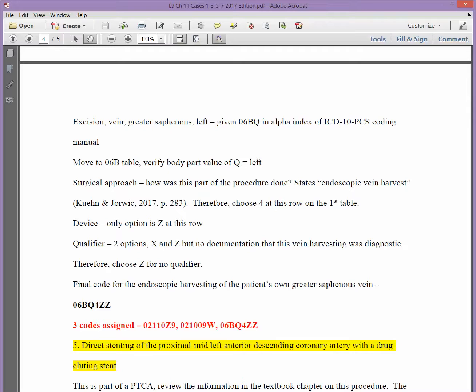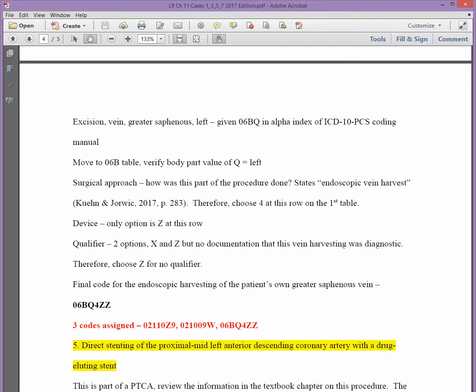So we choose 4. Then our next choice is for device. The only device option at that row, at that table, is Z. That makes it easy. The next and the last character value choice is for qualifier. For qualifier at that particular row, at that particular table, there are 2 options, which are X and Z.